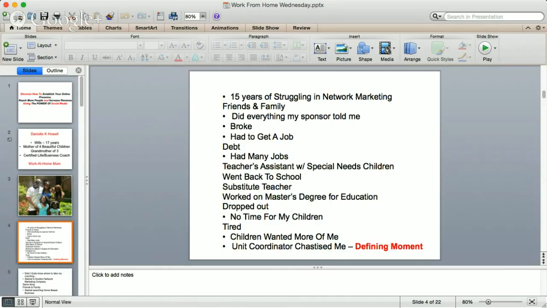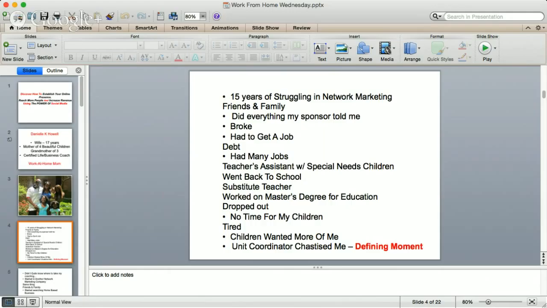And what became my defining moment was when the unit coordinator chastised me. I mean, it was bad enough that I couldn't take days off to go on school trips. And if my children were sick, I had to find somebody to watch them. I couldn't take the days off because we only had a few days with the Department of Education, and they didn't allow for it if your children were sick. We had 7 sick days for ourselves, and we had 3 personal days to use if we wanted to do something personally. And I had to ask for them 2 weeks in advance.